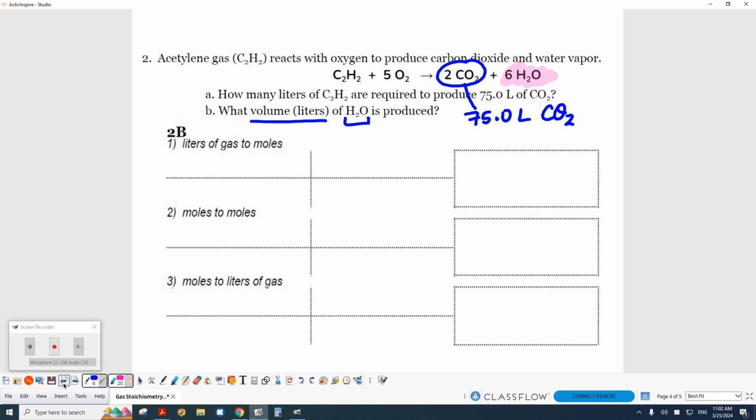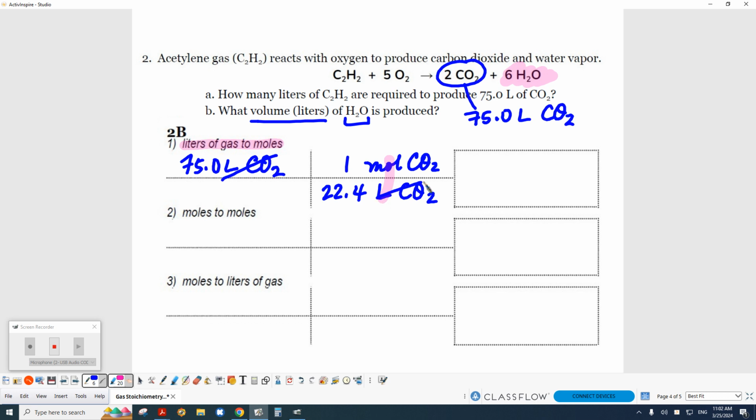The given is 75.0 liters of CO2. And again, we put on the bottom the unit we're trying to cancel out, in this case, liters of CO2. And on the top, we put the units of what we're looking for in this step. Remember, this is liters to moles. And that's the relationship between moles and liters. 1 mole of any gas is 22.4 liters. That's called the gas molar volume, or GMV.